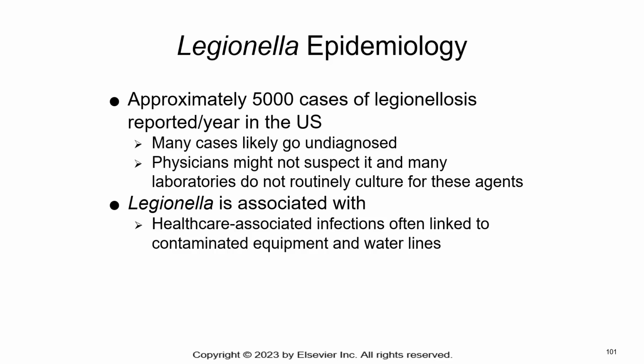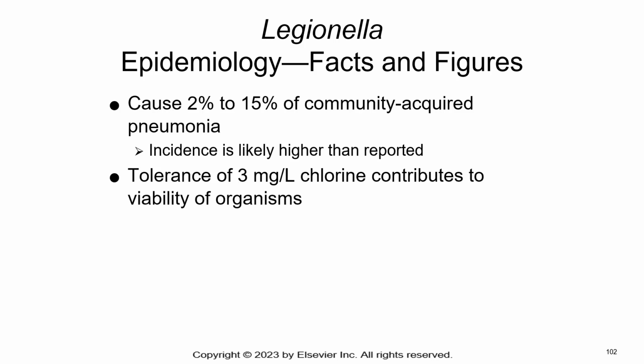Approximately 5,000 cases of legionellosis reported each year in the United States. Many cases go undiagnosed. Physicians might not suspect it, and many laboratories do not routinely culture for these agents. Legionella is associated with healthcare-associated infections, often linked to contaminated equipment and water lines. So it causes 2 to 15% of community-acquired pneumonia. Incidence is likely higher than what's reported.